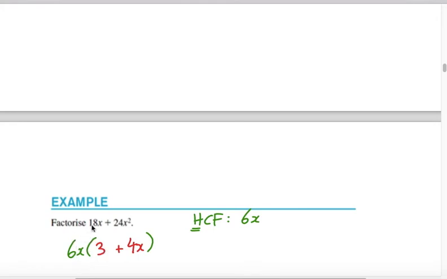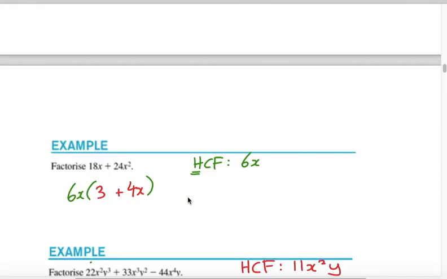6x times what makes 18x? That's right, 6x times 3 makes 18x. 6x times what makes 24x squared? And 6x times 4x, because we need to have an x here to generate an x squared here, but we only needed an x there, so no need to put an x on this one. So on. Here's an example of where there's more than 2 terms.